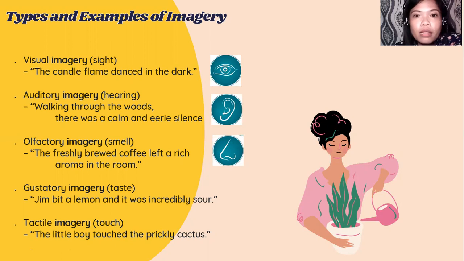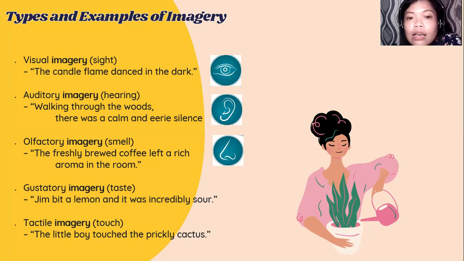The next one is the olfactory imagery. This is the smell. So, example: the freshly brewed coffee left a rich aroma in the room. And class, look at the words that were used. Those can be a hint of what kind of imagery the author is using, and if it's in a poem or a short story or a novella drama. So you have a hint through the usage of the words, like here the olfactory. Of course, we have the idea because you have there the aroma.